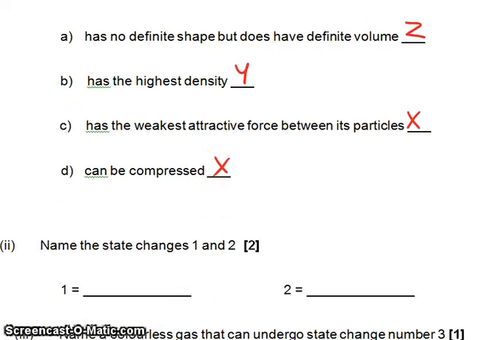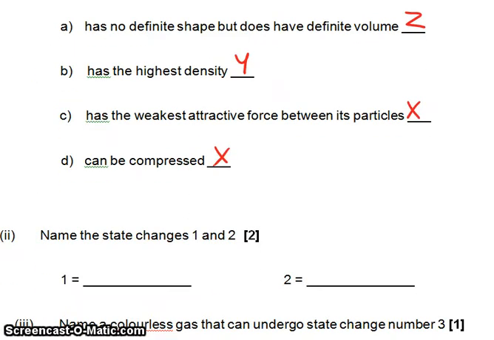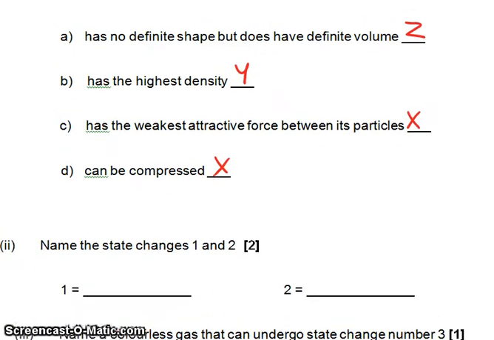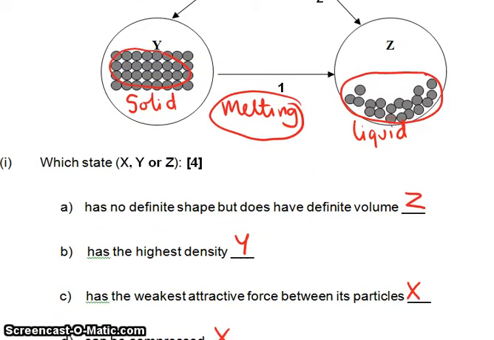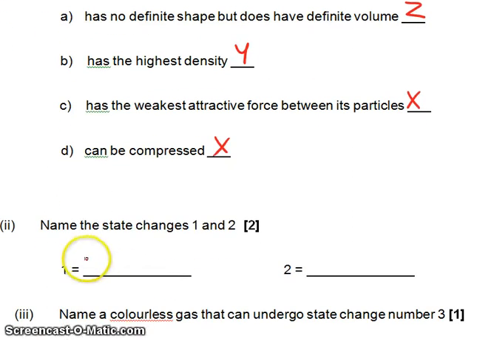Moving on to part 2 then, you have to name the state changes 1 and 2. Well, we kind of did that in my little chat at the beginning. So number 1 was melting, going from a solid to a liquid. Okay, so we'll write that in. Melting. And number 2 was going from a gas to a liquid. So that one would be condensation or condensing.